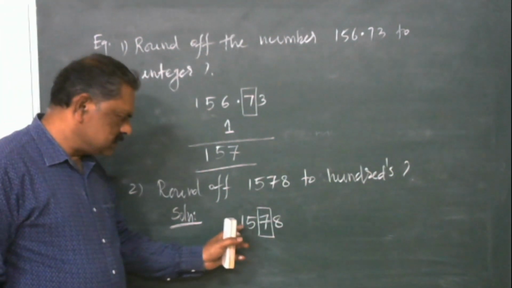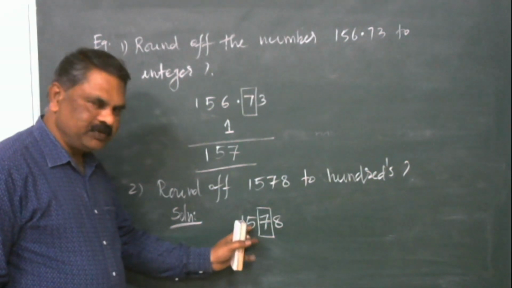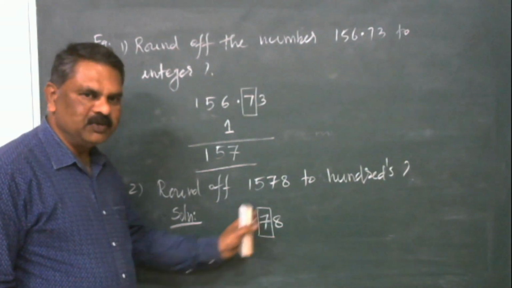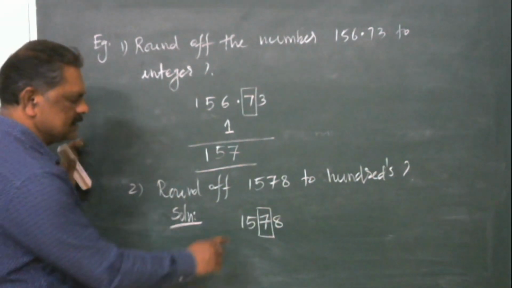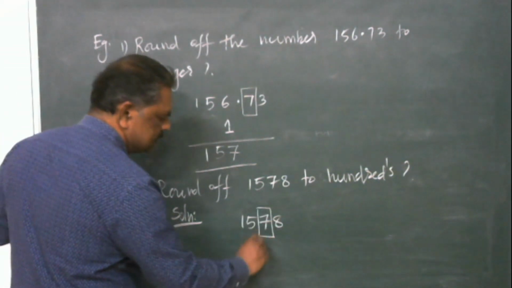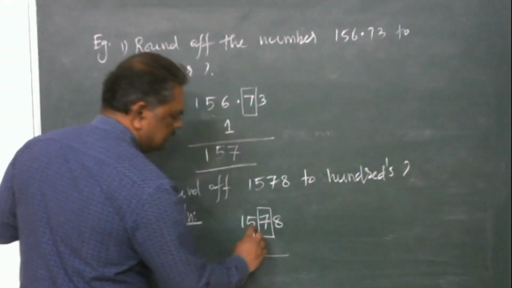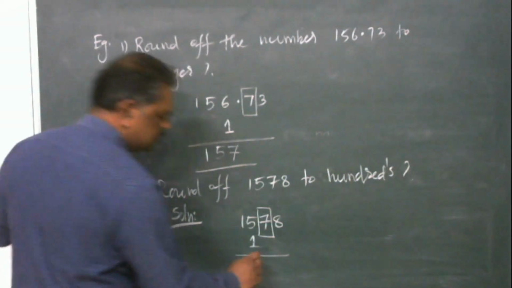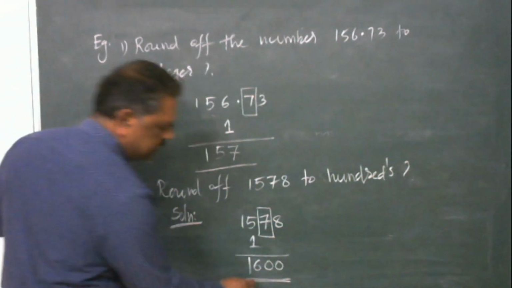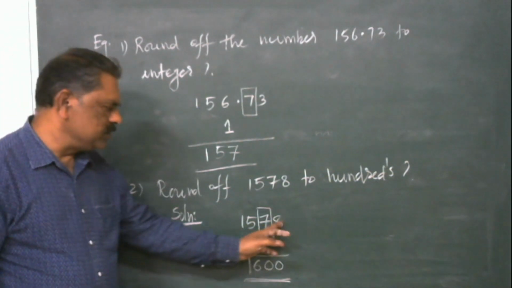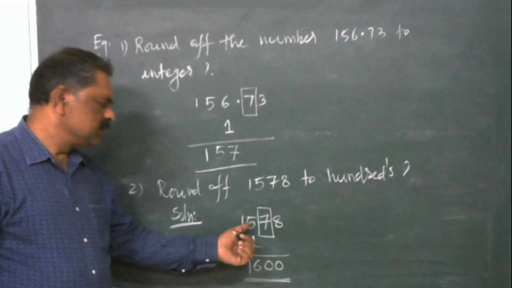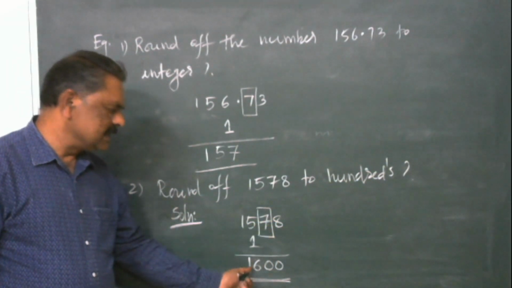See, ones place, tens place, hundreds place. We want to find the approximate value of this number to the nearest hundreds. So we look at the place next to it. If it is 5 or above 5, just add 1 to the previous place. Then 5 plus 1 becomes 6. This is 16. We need only hundreds, so no need to write tens and units, because we are estimating to the nearest 100. So 1578 to the nearest 100 is 1600.